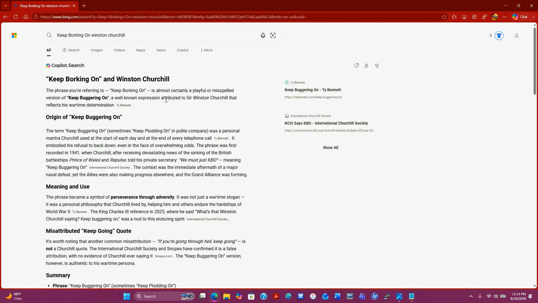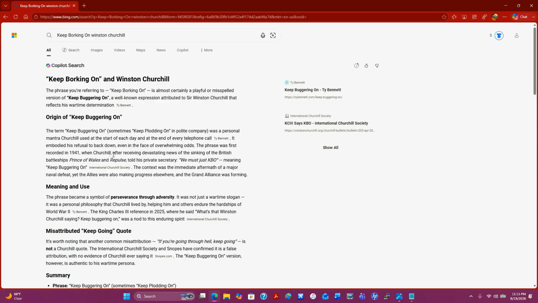A well-known expression attributed to Sir Winston Churchill that reflects his wartime determination. The origin of keep buggering on. The term keep buggering on, sometimes keep plodding on in polite company, was a personal mantra Churchill used at the start of each day and at the end of every telephone call. It embodied his refusal to back down even in the face of overwhelming odds.